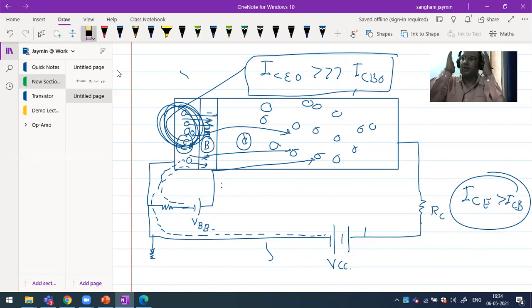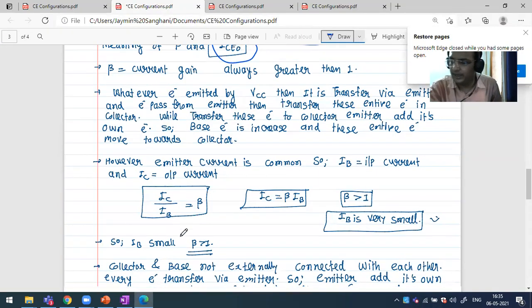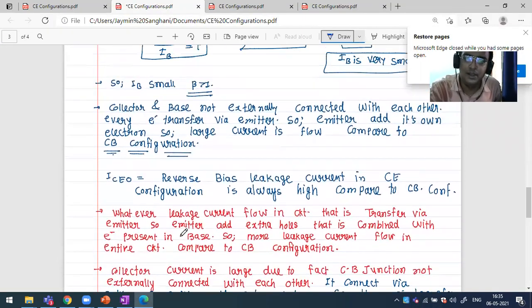Again, repeat: for the common emitter configuration, collector current is large compared to common base. Leakage current is always large compared to common base. Please try to understand why. Because whatever charge carrier is transferred, it is transferred via the emitter. So please try to understand this point very clearly. Okay, so ICEO is always large compared to ICBO.